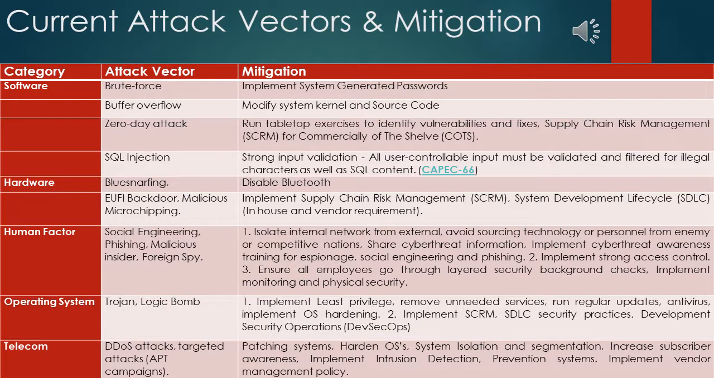Hardware category has attack vectors such as bluesnarfing. Mitigations for this could include disabling Bluetooth in your organization and making it a requirement. UEFI backdoor and malicious microchipping. Mitigations for this could include implementing supply chain risk management and system development lifecycle practices, making this an in-house and vendor requirement in service level agreements.